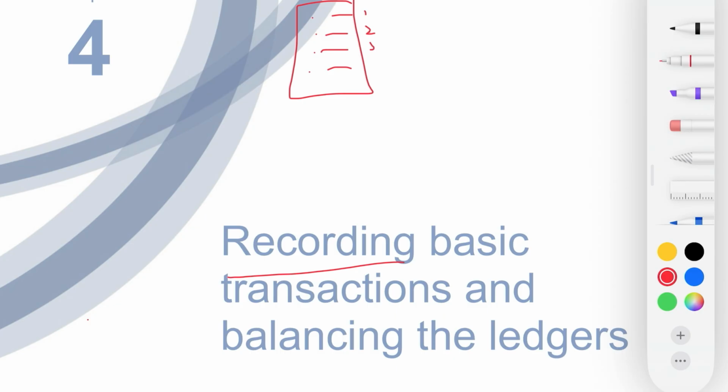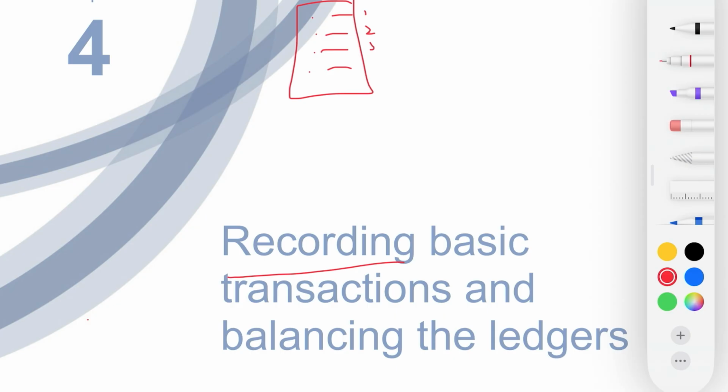Each entry in the journal includes the date, the accounts to be debited and credited, the amount, and a narration or explanation of the transaction. But at ACCA level, you don't need to write the narration or explanation. You just need to know what the entry is, what is debited and what is credited.